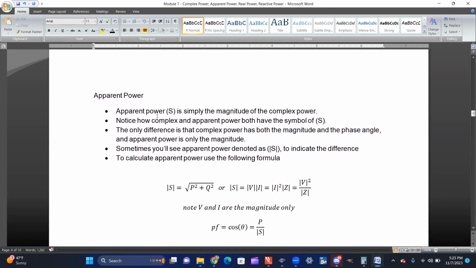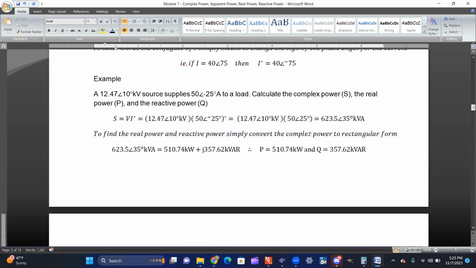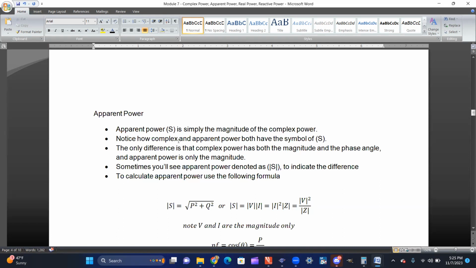So apparent power is simply the magnitude of the complex power. If we go back up here to this example, the apparent power would be this value right here. That's your apparent power. Notice how complex and apparent power both have the symbol S. The only difference is that the complex power has both the magnitude and the phase angle, and apparent power only has the magnitude. So don't get those two confused.